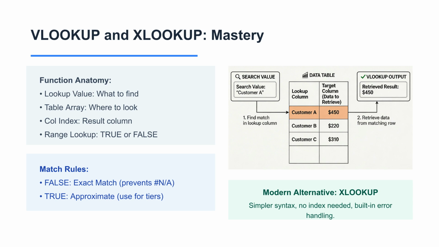Lookup functions pull data across tables. VLOOKUP requires 4 parts: lookup value, table array, column index, and range lookup. Use false for an exact match to prevent errors. The modern alternative, XLOOKUP, offers simpler syntax and built-in error handling. This is a powerful skill for data retrieval.